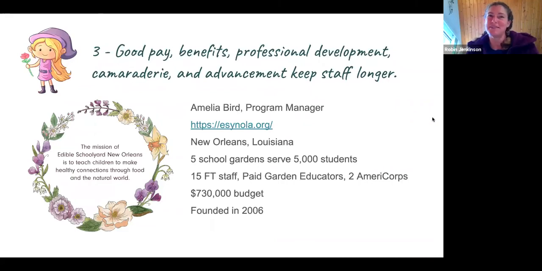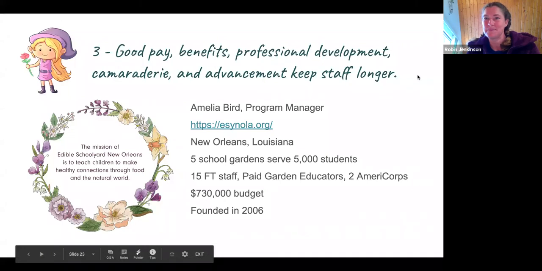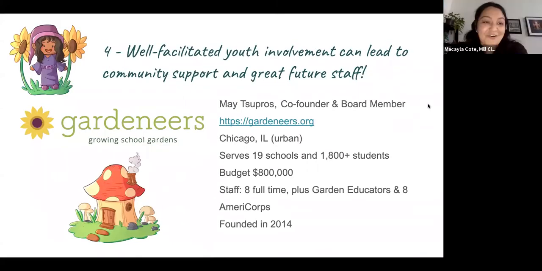And this maybe goes without saying, but good pay, benefits, professional development, camaraderie, and advancement keep staff on longer, maintaining your capacity and sustaining your programs and helping them thrive. And that was something Amelia Bird in New Orleans shared with us. And the fourth one from May from Gardeneers is well-facilitated youth involvement can lead to community support and great future staff. So pipelines for our youth who are truly the seeds of our programs can kind of germinate into our organizations as staff. We found super successful.